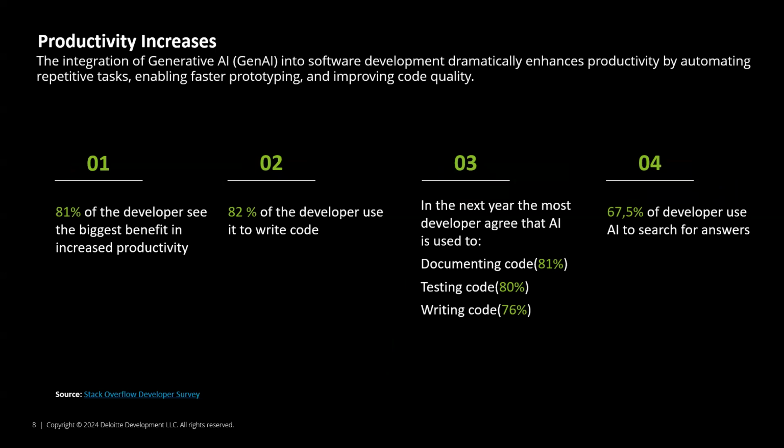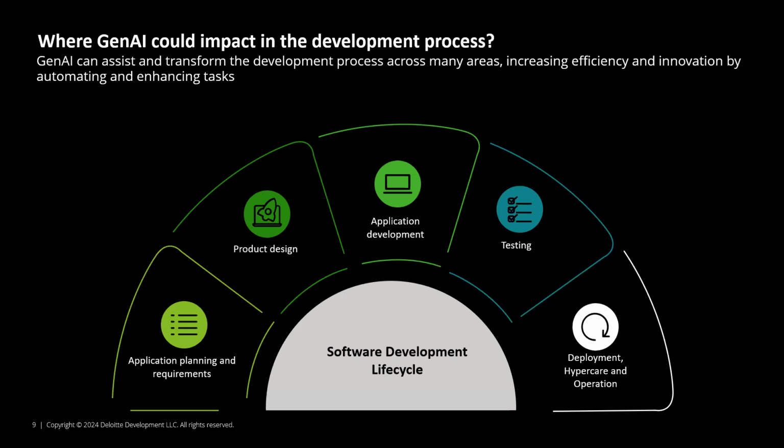So from that, there are also some interesting facts based on a study by Stack Overflow, which also underlines that the use is more and more changing. 81% of developers really see a big benefit in increased productivity, so the way faster how they can resolve certain problems and get their work done. 82% of the developers are already using it in writing code because it's super comfortable to use. Within the next year, most of these developers agree that AI is used either to document code, test code, or write code. So the usage has already heavily increased in comparison to the last years due to the possibilities of Gen AI. And at least two thirds of developers are already using AI to search for specific answers based on questions or problems and issues they are facing during their development phase.